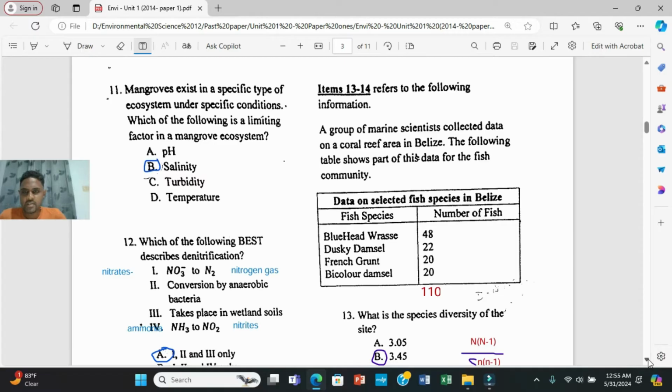Number 11, mangrove exists in a specific type of ecosystem under specific conditions. Which of the following is a limiting factor in a mangrove ecosystem? And that's salinity. Of course, guys, it needs salt to an extent to survive. So, yeah, that's the best answer I have.